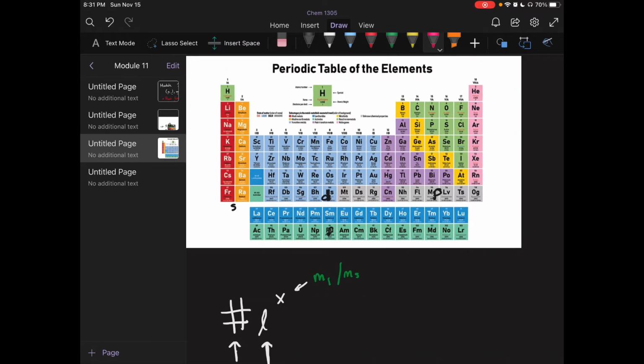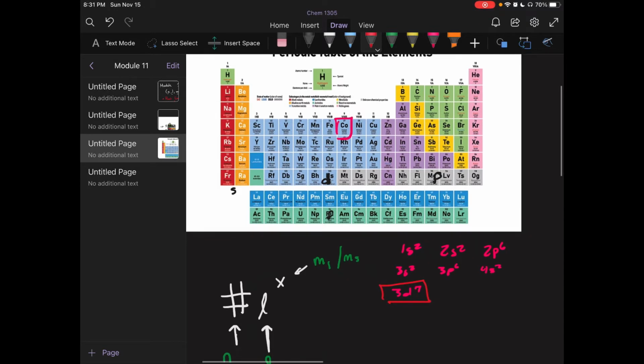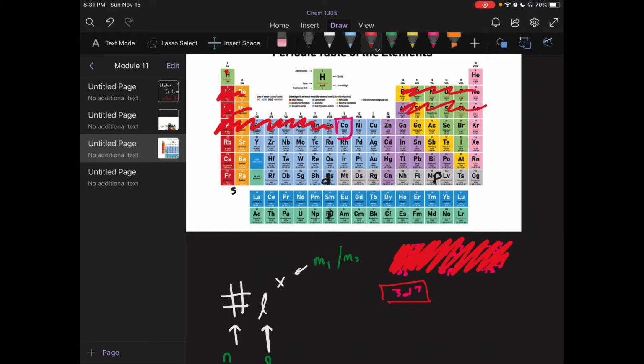For example, in cobalt, we have 1s2, 2s2, 2p6, 3s2, 3p6, 4s2, and then 3d7, right? And this is the electronic configuration for cobalt. However, if we're already adding electrons to the 3d shell, we can assume that everything that came before it is already full. Otherwise, we would not be adding electrons to this shell. That's why this last shell is really just the most important.